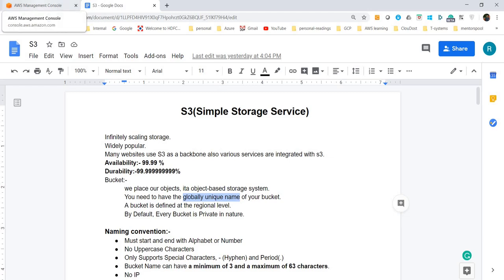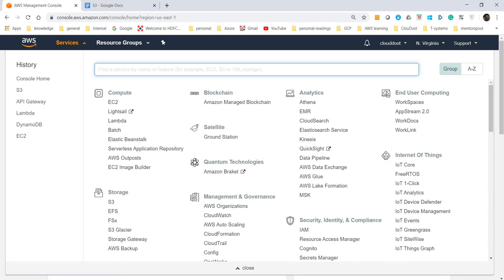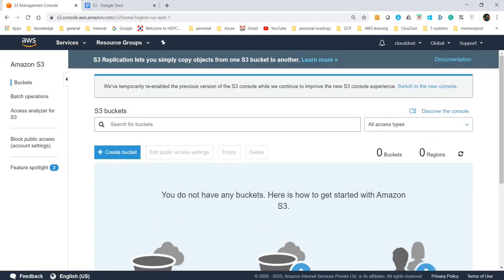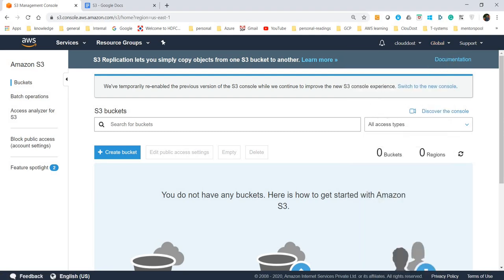So let's go to our AWS console. In the AWS console, to look for S3, you can click on services, and under the storage section you will find the first service as S3. So this is the S3 console. Over here you must see it's written globally. That means S3 is a global service. All the services inside AWS work at a regional level, but S3 works at a global level.